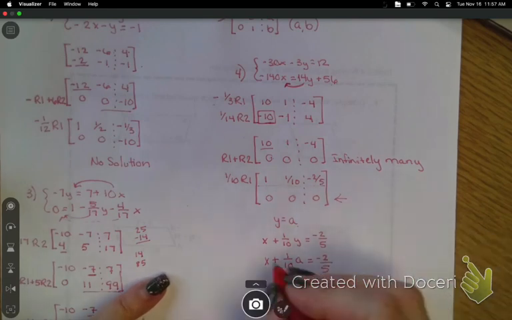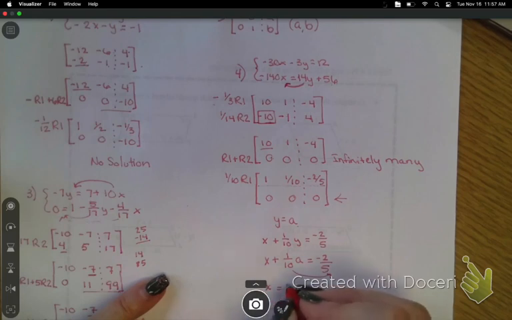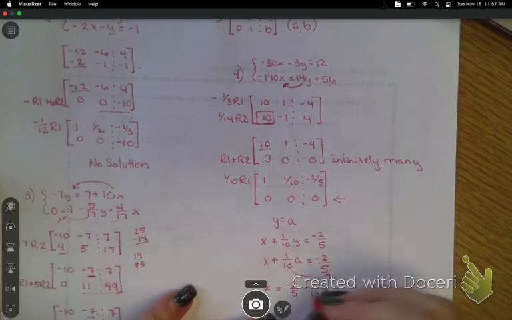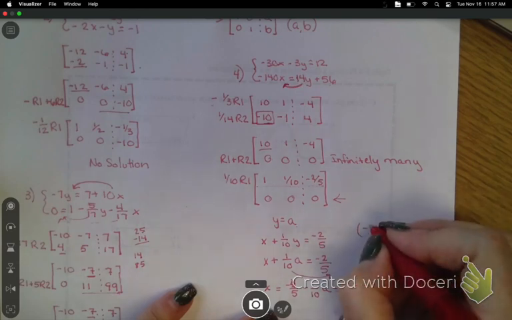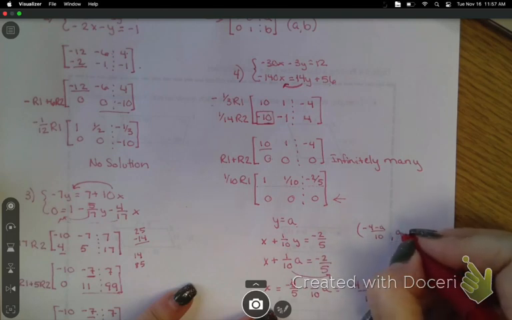And so we have to move over. So we have x equals negative 2/5 minus 1/10 a. I like to put it together as one fraction. So this would be a 4/10. So negative 4 minus a over 10. But you don't have to. Either way is fine. And then our point would be negative 4 minus a over 10, comma, a.